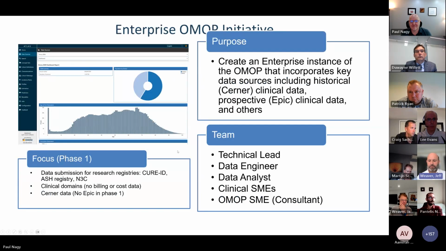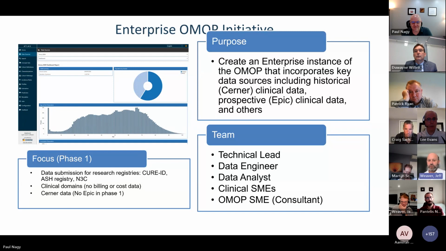Next slide. I just wanted to show our project team here, this is what we used to implement. We had a technical lead, we had someone doing the ETL, we had that analyst, as I said, focused specifically on CureID. We had our clinical SMEs both on the inside of Emory and also using Johns Hopkins folks. And we also had someone who knew OMOP really well that we brought in to help us do the mapping to the terminologies and also mapping to the model.